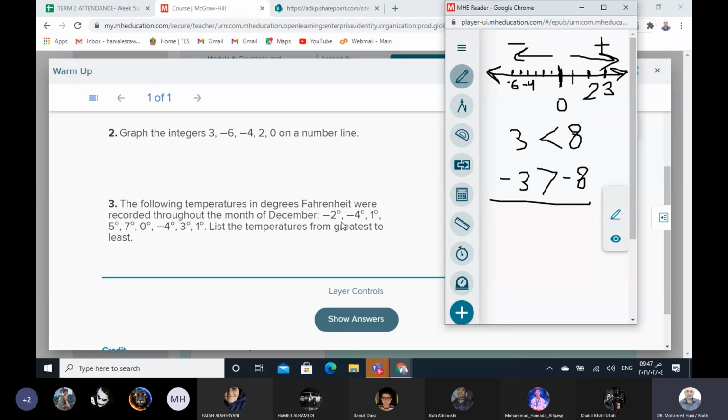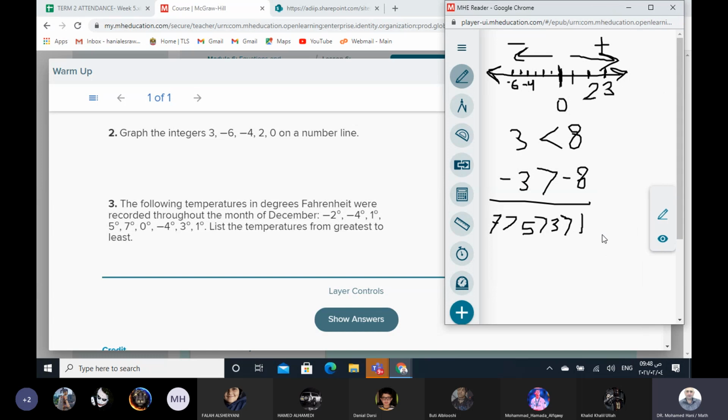Now, when you want to order, the biggest number will be 7. So we can write here 7, the greatest number in this set. Then here we have 5. Then we have 3. Then we have 1 repeated 2 times. Then 0.